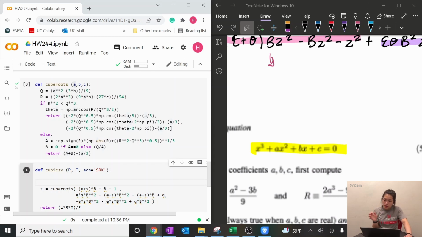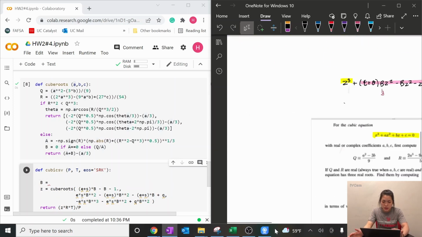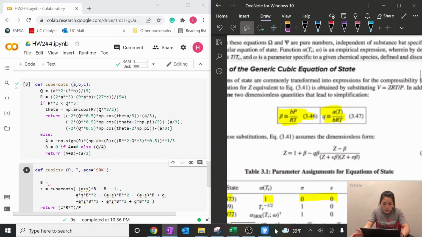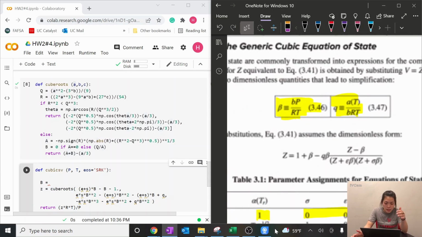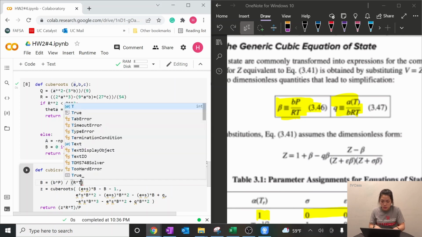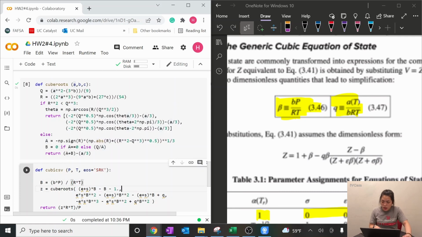And so now we are going to move on and define all the constants in this polynomial that we have yet to define. So first we have beta. If we look at the text that we are given, we know that beta equals B constant times pressure divided by gas constant R times temperature. So we're going to put that in. So we have B times pressure divided by the gas constant R multiplied by temperature. And then we have beta defined.